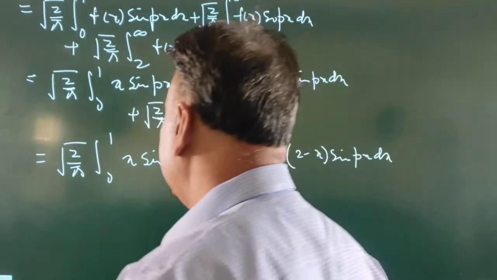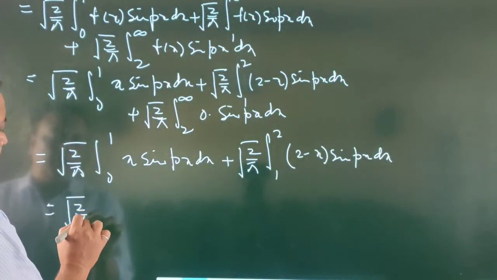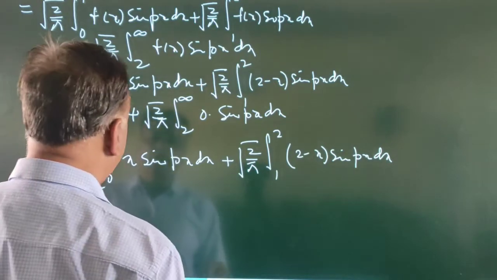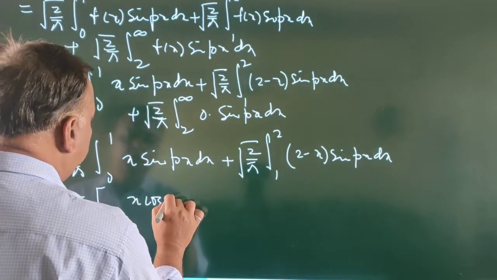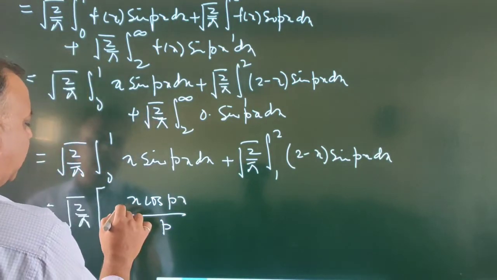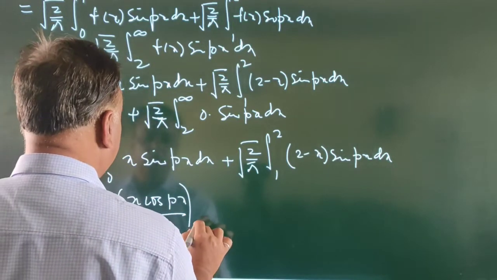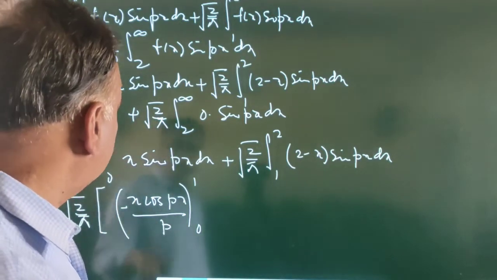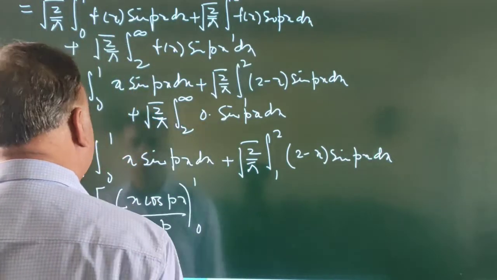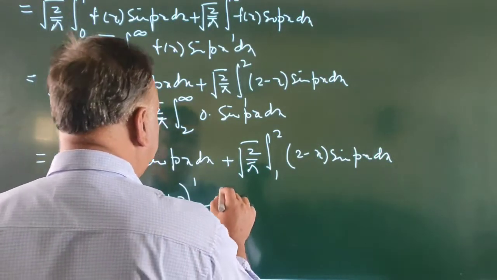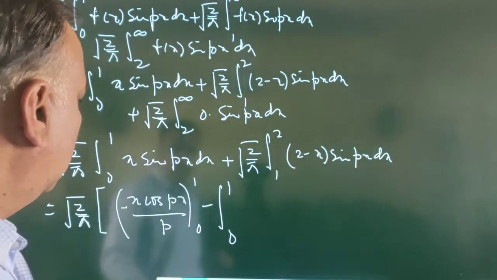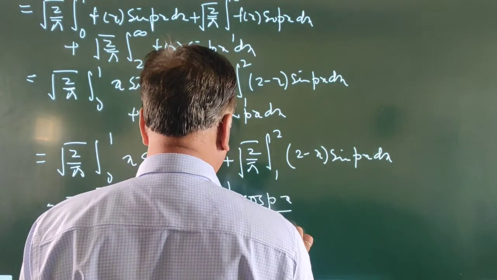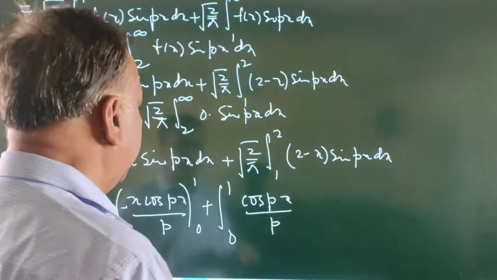Now if we integrate these, we get root 2 upon pi times the following. Integrating x sin(px) by parts, the integral of sin(px) is minus cos(px) upon p, so we get minus x cos(px) upon p with limits from 0 to 1, minus the integral from 0 to 1 of the derivative of x, which is 1, times minus cos(px) upon p, so this is plus, dx.